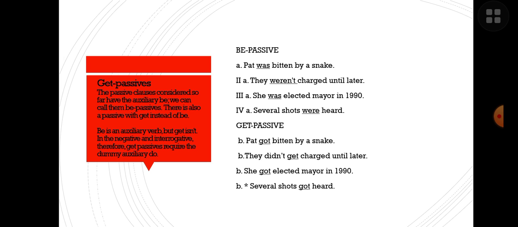Get passive. The passive clauses considered so far have the auxiliary be. We can call them be passives. There is also a passive with get instead of be. Be is an auxiliary verb, but get isn't. In the negative and interrogative, therefore, the get passive requires the dummy auxiliary do.